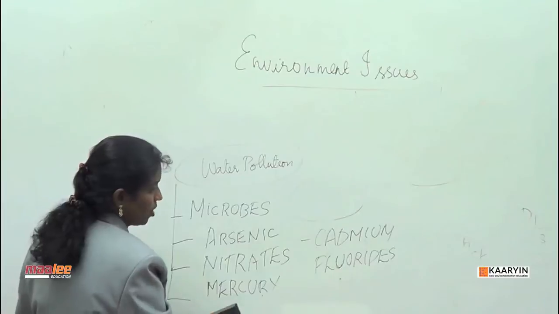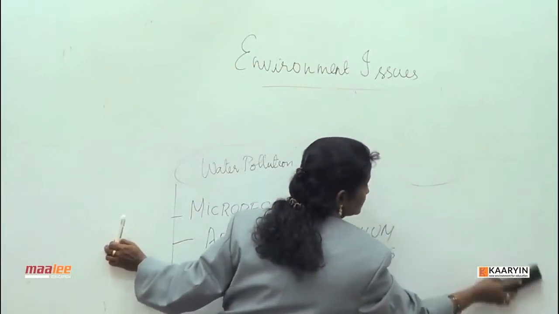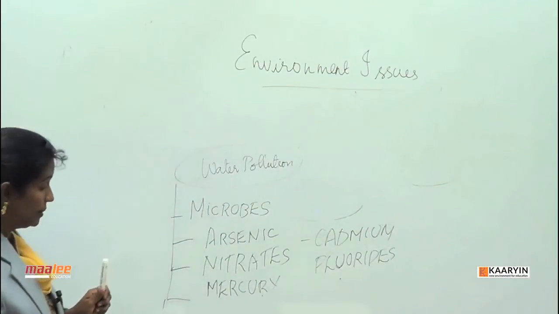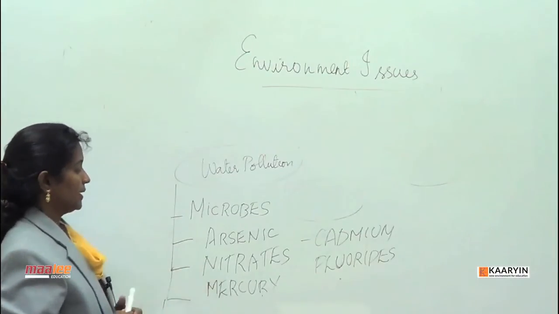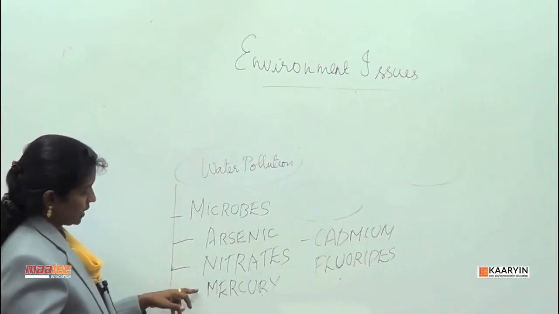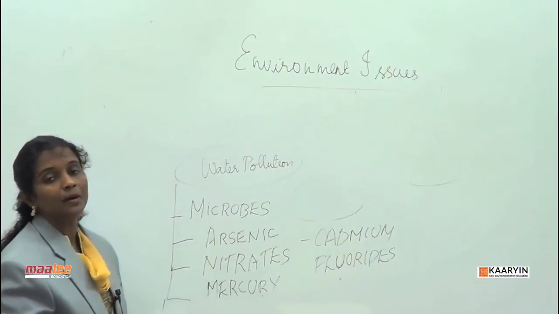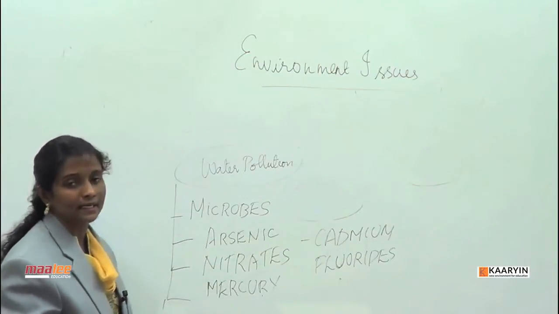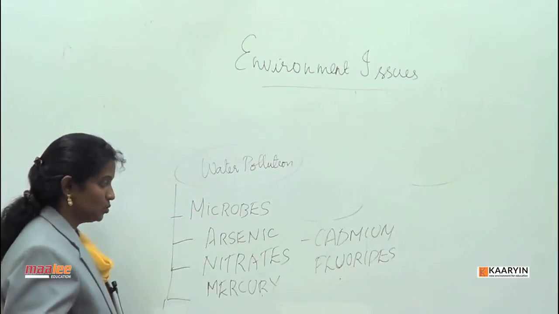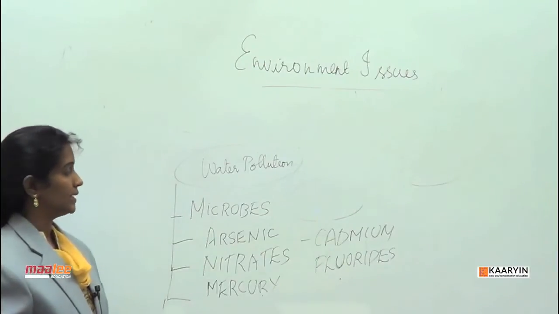Nitrates cause blue baby syndrome. Then we have mercury presence, which causes Minamata disease, and cadmium present in water leads to Itai-Itai disease, and fluorides lead to skeletal as well as dental fluorosis.